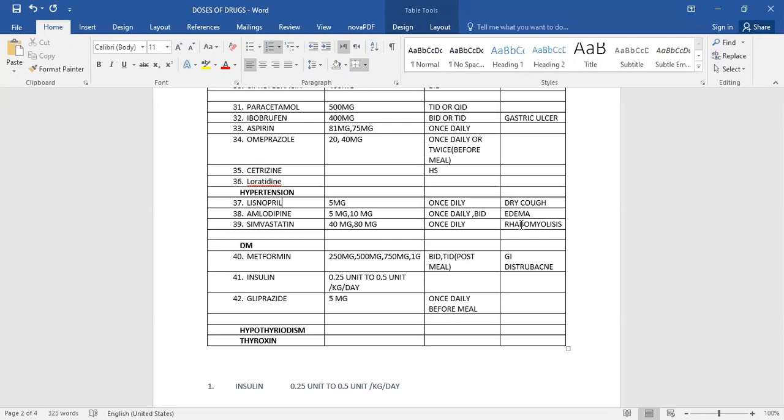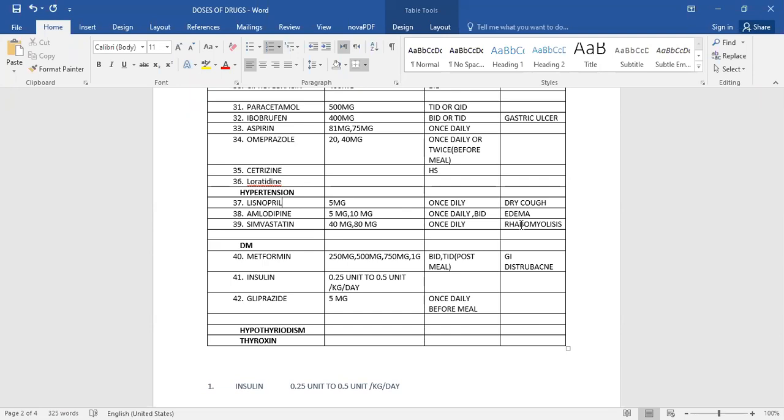So what you will do, you will stop the medication. What investigation are you going to do in order to diagnose rhabdomyolysis? Urine analysis. What will come in the urine analysis? Myoglobinuria. Okay, yes, myoglobinuria.